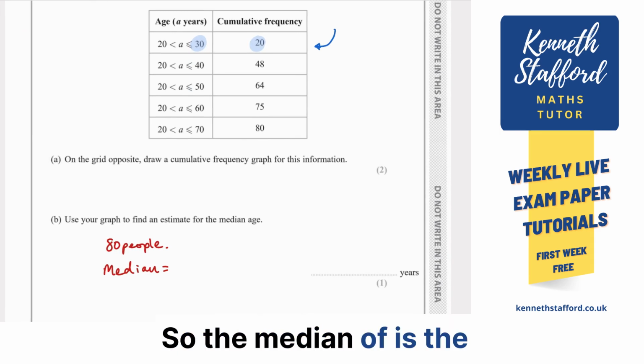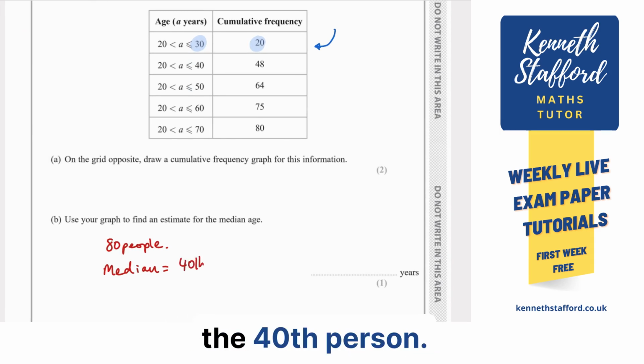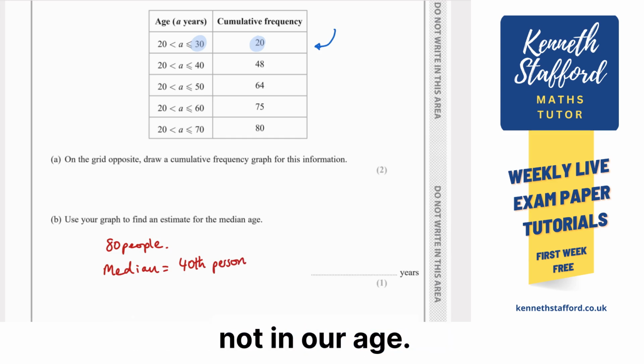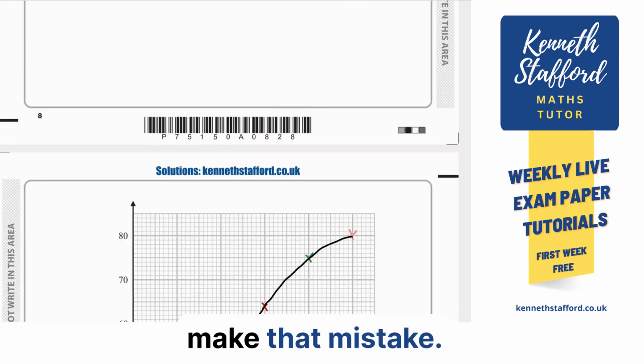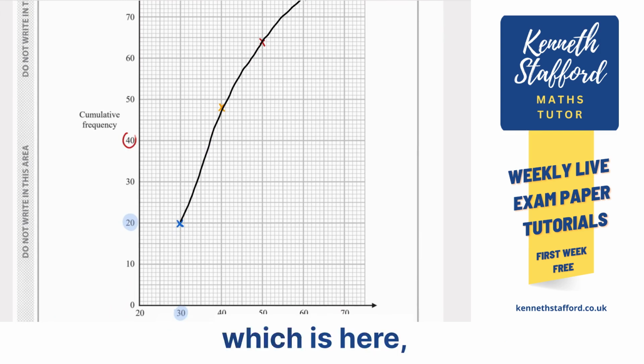So the median is the person in the middle. If there's 80 people, the median will be the 40th person. So we're going to go to 40 in our cumulative frequency, not in our age. It's important we don't make that mistake. So we're coming to 40 in the cumulative frequency, which is here.